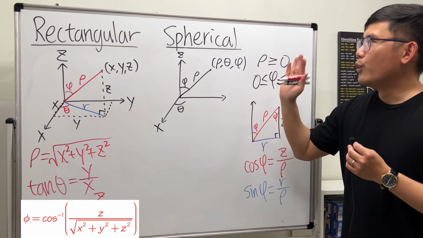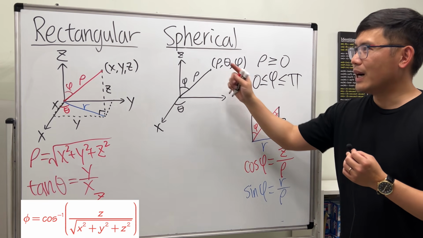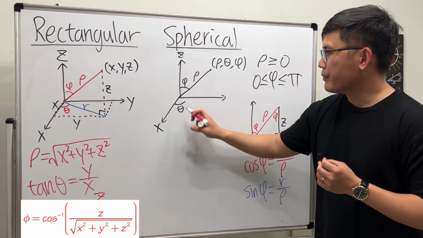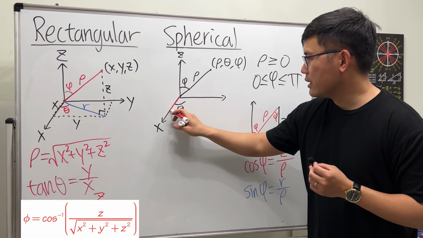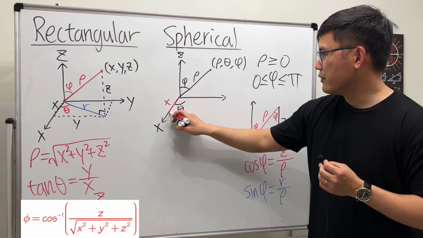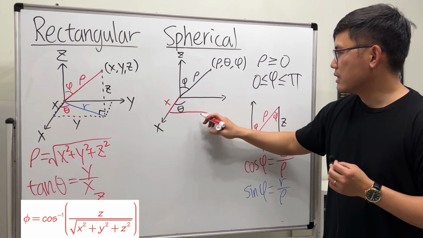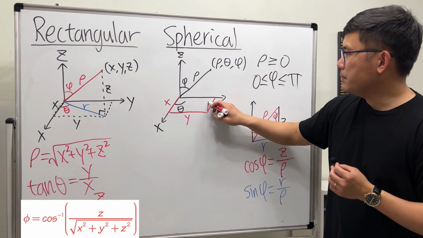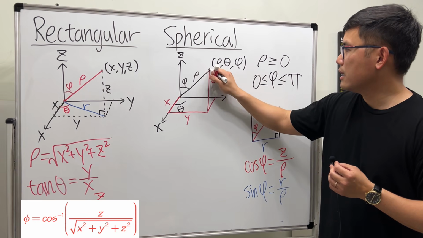Let's take a look at what if we have spherical coordinates. How can we get to rectangular? First, let's get the x value. So it's from here to here. Yeah, that's the x. And perhaps I'll just finish the picture. From here to here is the y. And this is also x, of course. And then we have to go up. And that is the z.